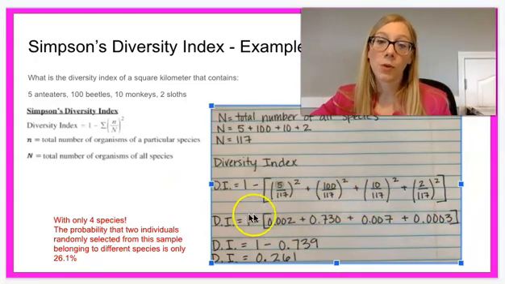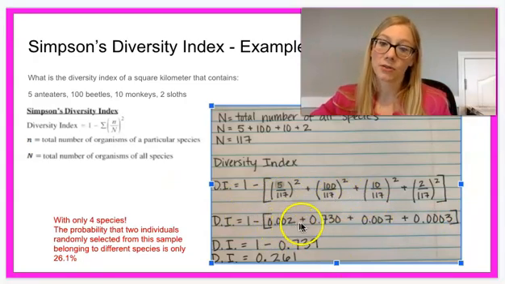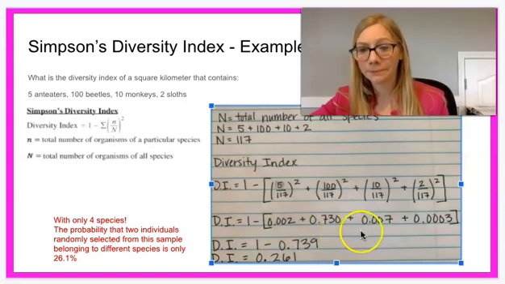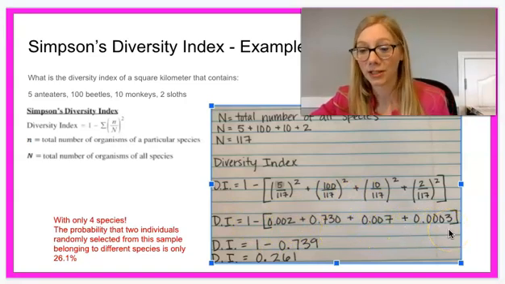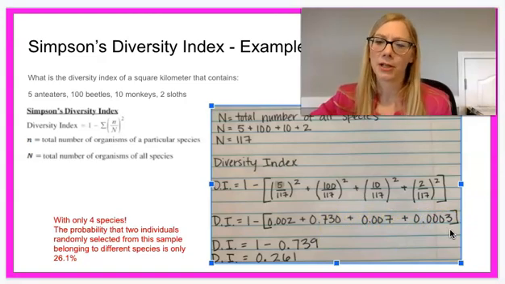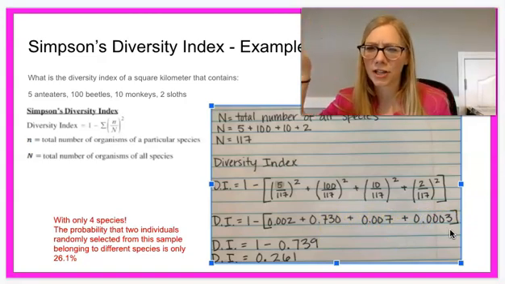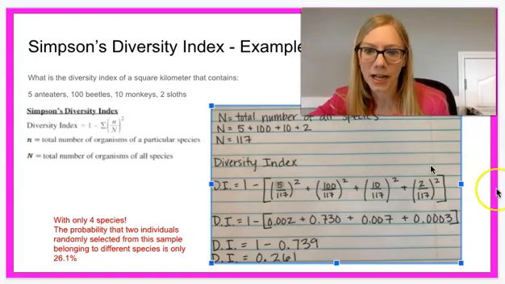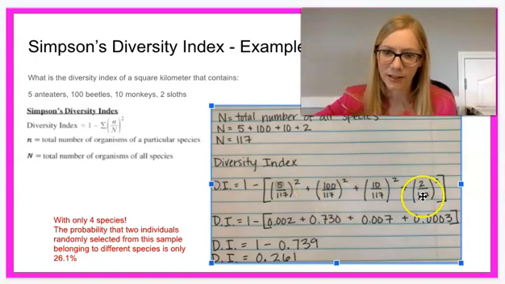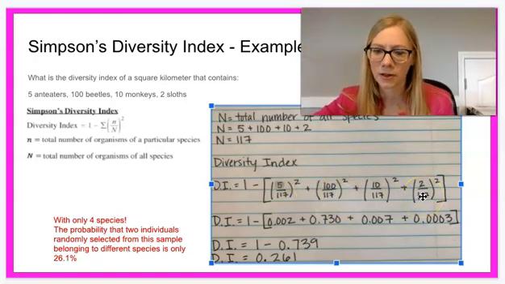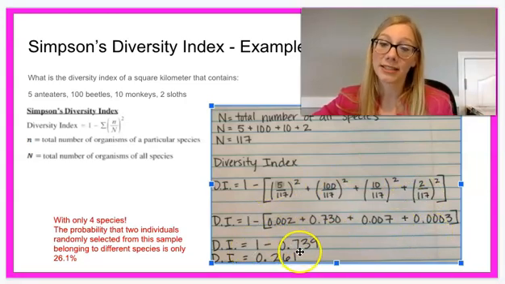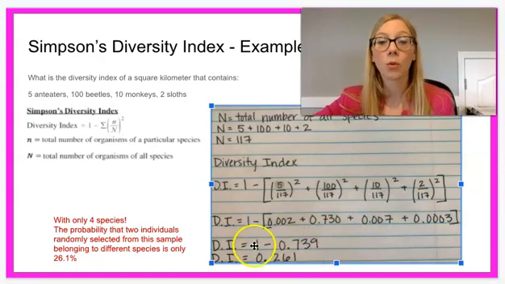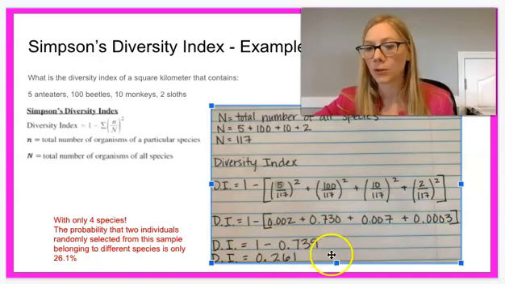So I'm going to do 1 and then take 0.002 plus 0.73 plus 0.007 plus 0.0003, and I'm going to add them all together. Here's a point I always like to check: does my answer make sense? This number here should be bigger than the one that was the smallest, and so forth. When I add these all together, I get 0.739. So I take 1 minus 0.739.